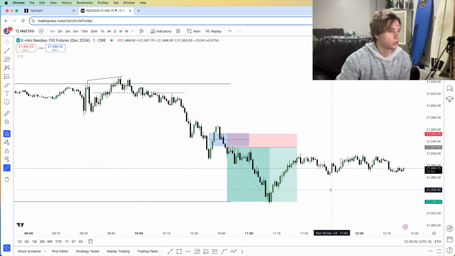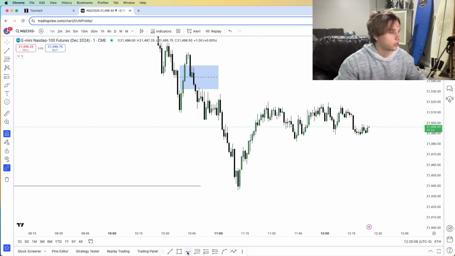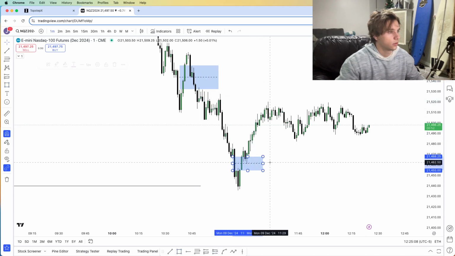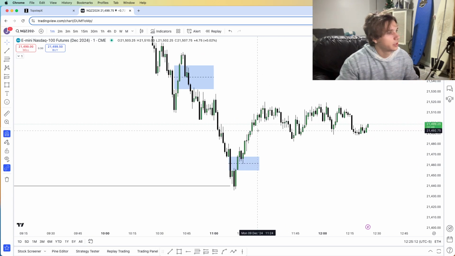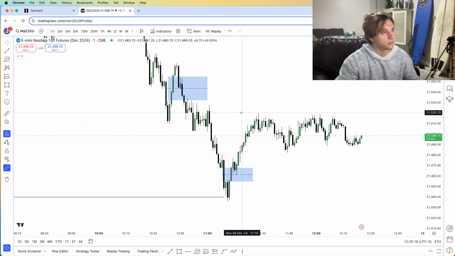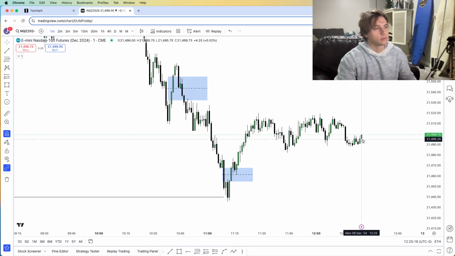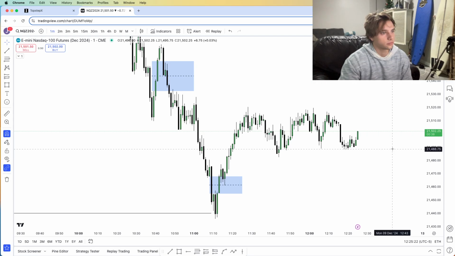A nice entry would have been this low right here. We sweep it and we get an inversion. It's not like the greatest setup ever, but it's pretty solid. You get a good solid like 30 points to this high. Never gonna reach these targets today, it seems like, but yeah, it would have been solid for sure.